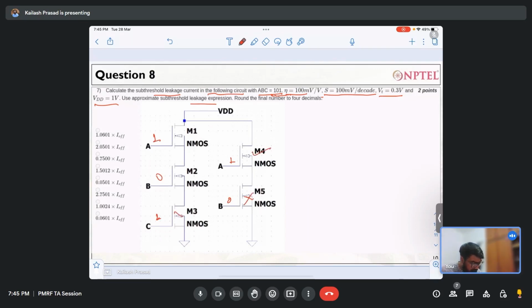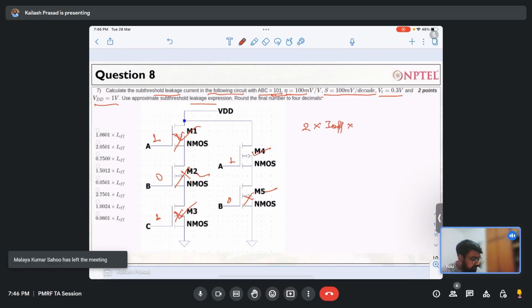Okay, this transistor is off, this transistor is off, and this, oh sorry, this is on. Yeah, this is also on. There are two transistors which are off, M2 and M5, because the inputs are given like that. If there are only two transistors which are off, whatever leakage we calculate is multiplied by 2 times, right? So this will be 2 times I off, that is my IDS, right?